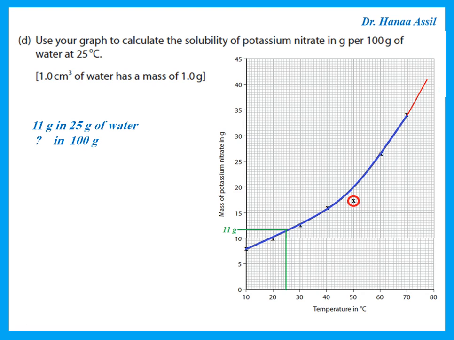And remember, 25 centimeter cube is the same as 25 grams. So that means 11 grams dissolved in 25 grams. So how much dissolves in 100? So a simple cross multiplication would give you 44 grams.